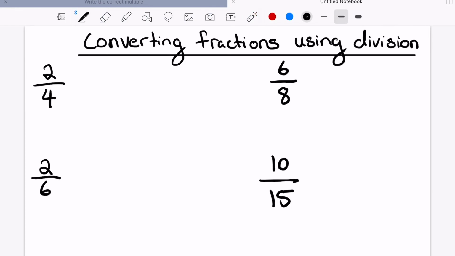So let's practice. Let's try to find an equivalent fraction for 2/4. So let's divide by 2. Just like multiplication, if we times 2 to the top, we have to times 2 to the bottom. So if we divide by 2 on the top, we have to divide by 2 on the bottom. So let's try that out.